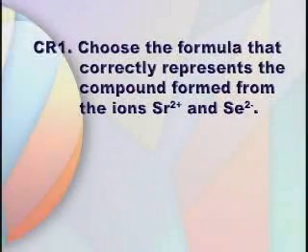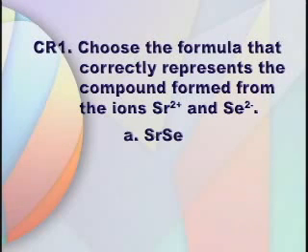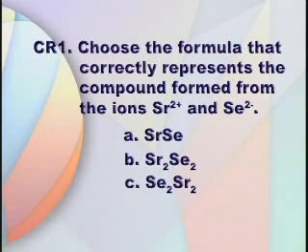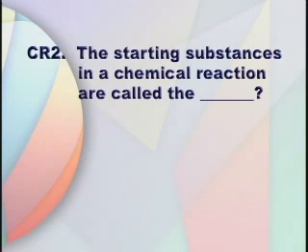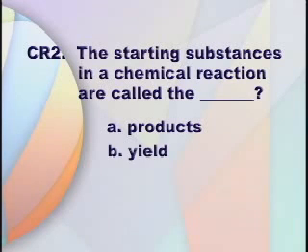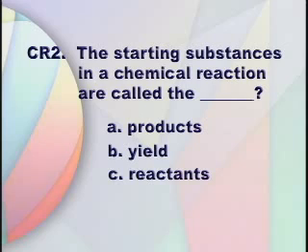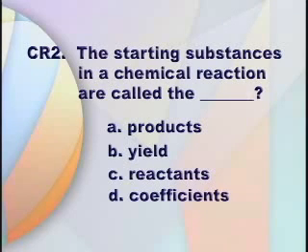Cumulative review question number 1 takes us back to ionic formula writing. Which of the following correctly represents the compound formed from the ions Sr2 plus and Se2 minus? A. SrSe, B. Sr2Se2, C. Se2Sr2, D. SeSr. Cumulative review question number 2. The starting substances in a chemical reaction are called the A. Products, B. Yield, C. Reactants, D. Coefficients.